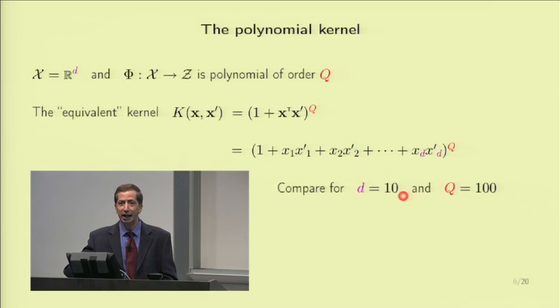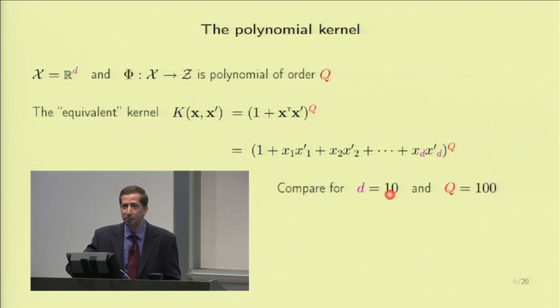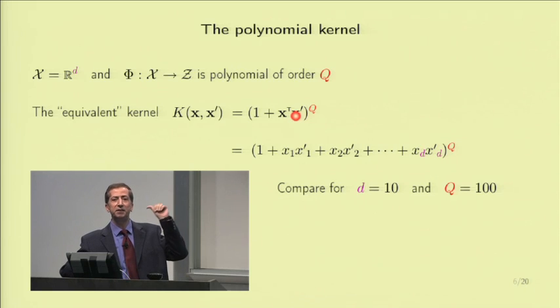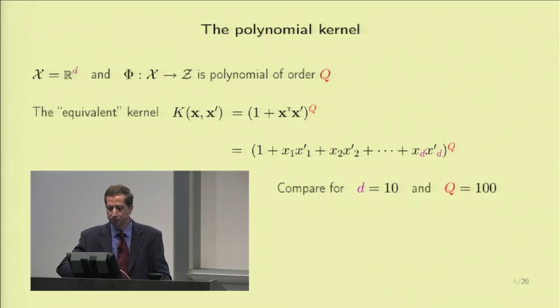But if you actually go at it explicitly, you have to give me the entire vector in the Z space that results from a 100 order polynomial transformation of a 10th order guy. This will be an ugly beast to deal with. And now I can do this just computing this number, just a number. Take your x and x dash, get this number, raise it to the power q, and I already have, as if I visited the Z space and got that number there.